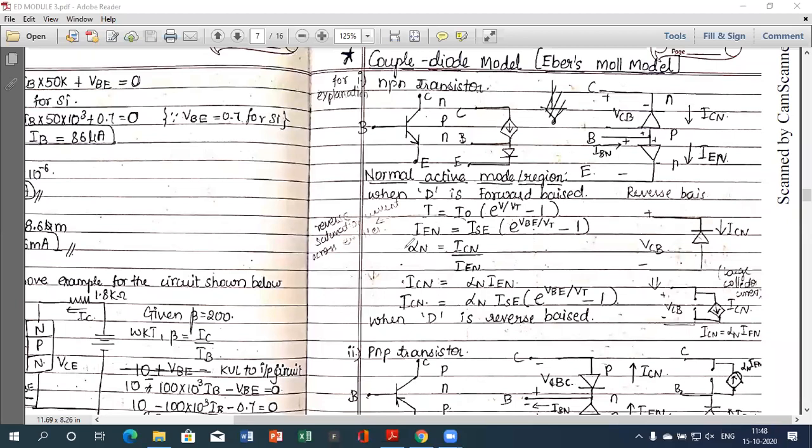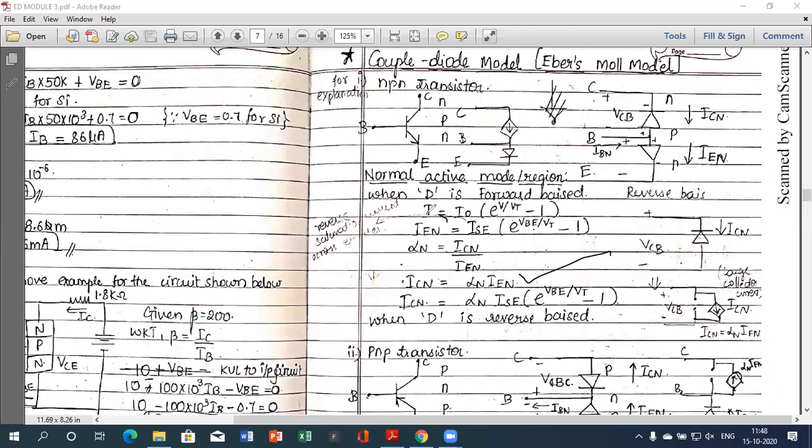Now we know the formula of alpha, which is called the current transfer ratio, nothing but IC by I. Here N is taken because we have assumed that it operates in normal active mode. Therefore, alpha N is ICN by IEN, called the current transfer ratio, output current by input current. For this transistor, the output current is always ICN and the input current is always IEN. So from this, ICN equals alpha N into IEN.